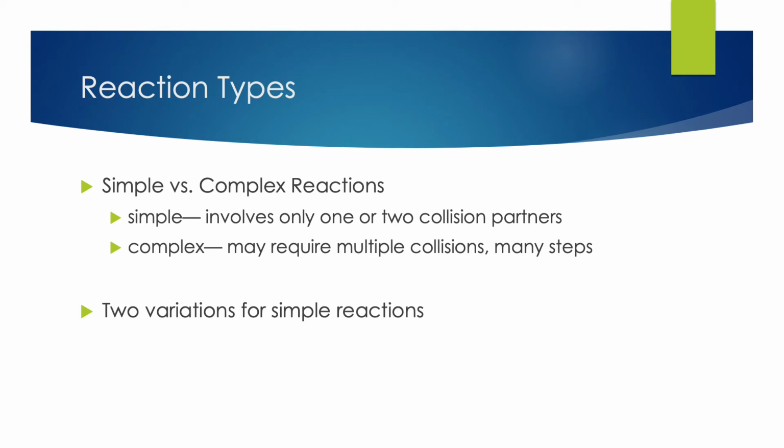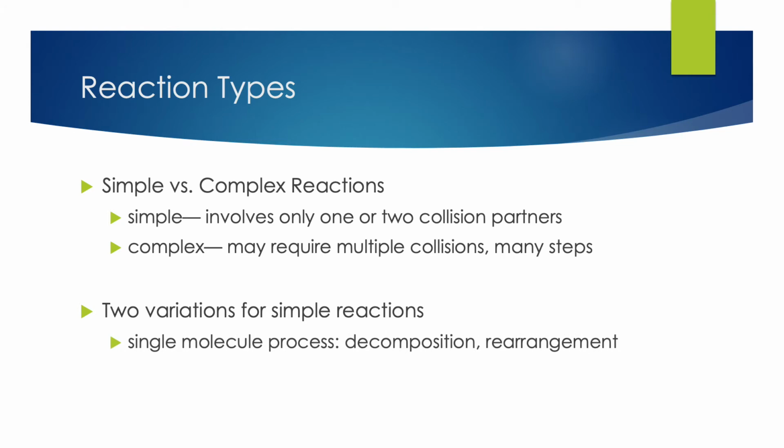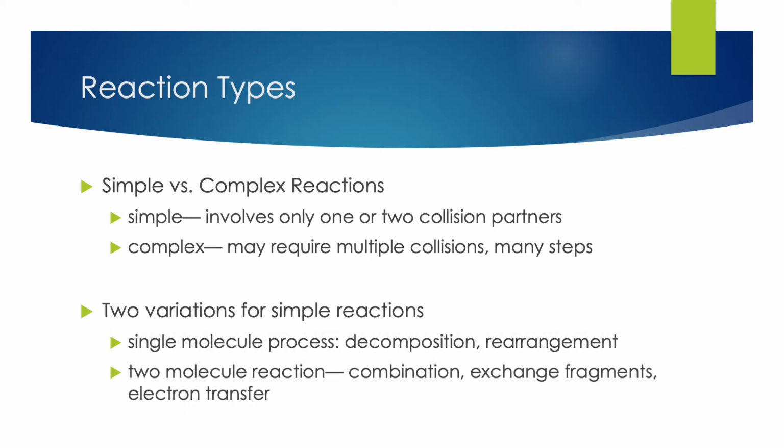There are two variations that I'd like to focus on particularly. There are some that involve a single molecule, and there's a limited number of things that a single molecule can do, but it can decompose, that is, it can break apart, or it can rearrange. That's about it. We also have simple reactions that involve two molecules, and I've listed some of the things that can happen there. They can combine together. That's an addition reaction, which we'll talk about here. They can exchange fragments. That's another way that they can react. Or they can transfer electrons, and we'll talk about that in another video a little bit later on.